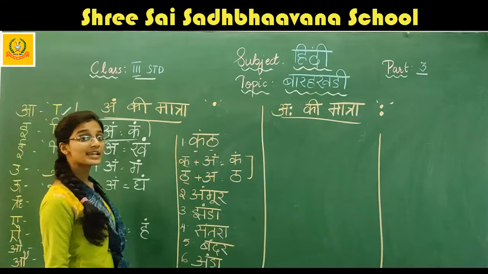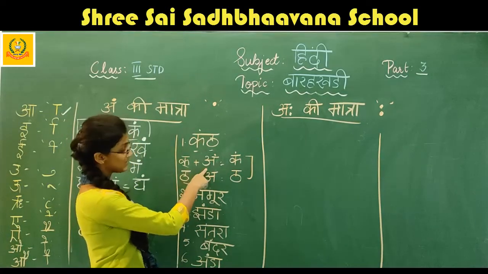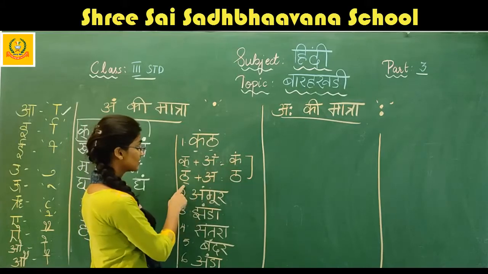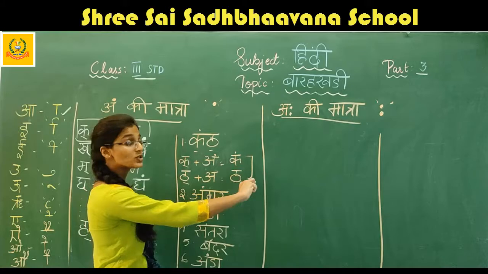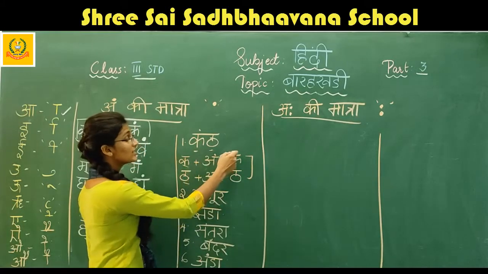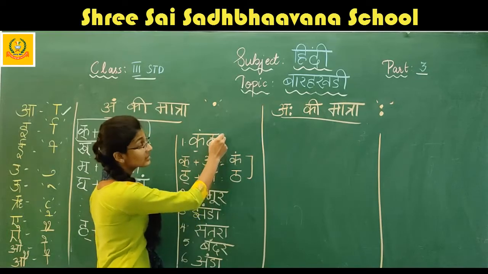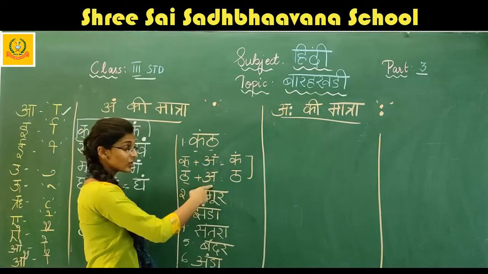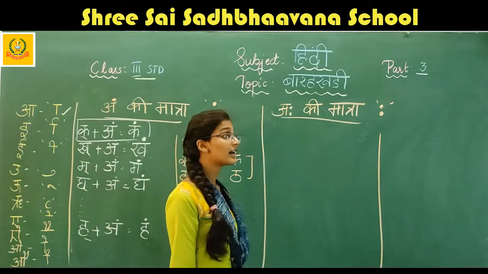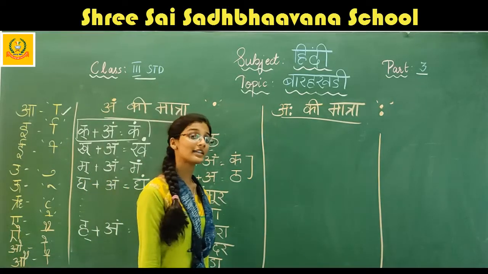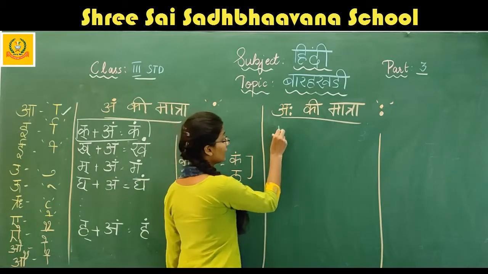Then examples I gave, that is first one is kant. Ka plus gives you come. Then ta plus gives you ta. When you add these two letters, you will be getting kant. See children, there is no matra for ta. So that is why we wrote ki matra. If there is no matra, then we'll be writing ki matra. So now aha ki matra. In the same way, we will be writing aha ki matra.